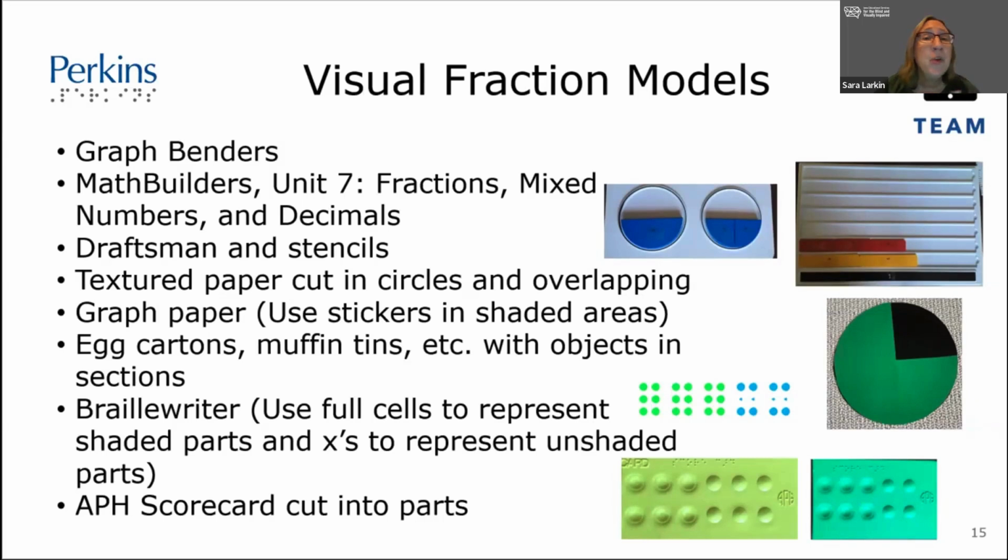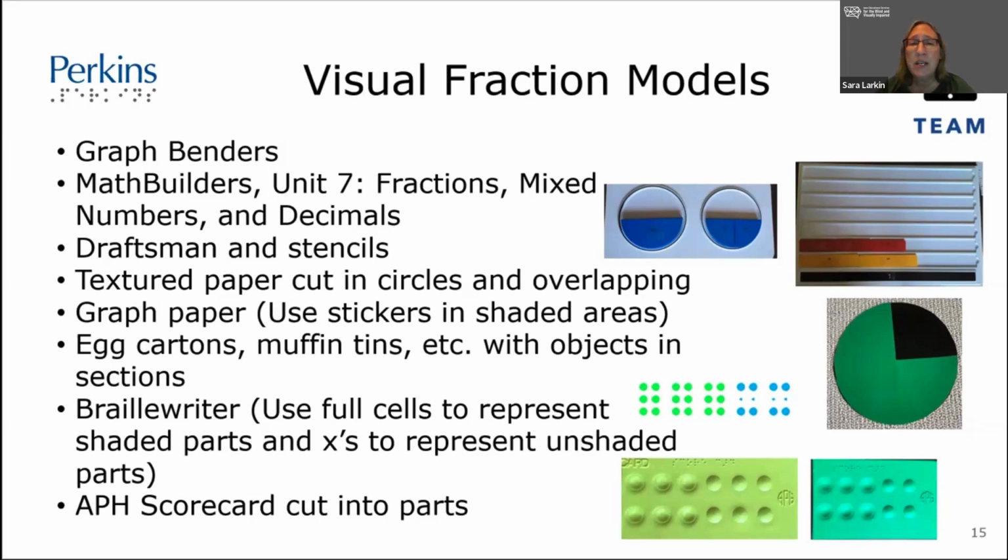We can't forget about the Braille writer again. I can use my full cells to represent the shaded part and the letter X to represent the unshaded part. So if I have 3 full cells and 2 X's, that's 3 of the 5 cells or 3/5 that is shaded. And of course, we can come back to using those scorecards.